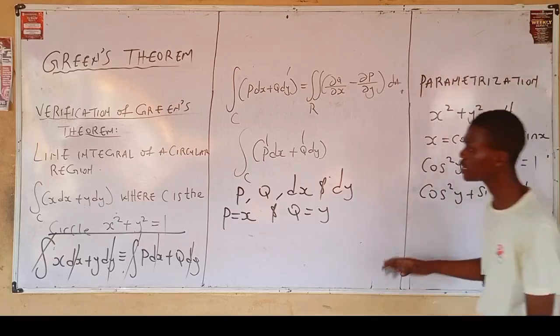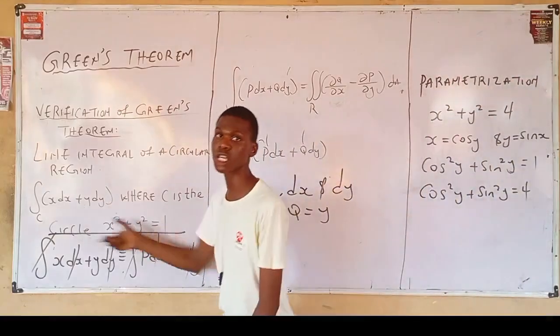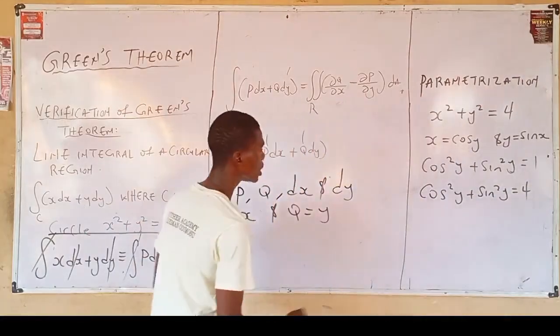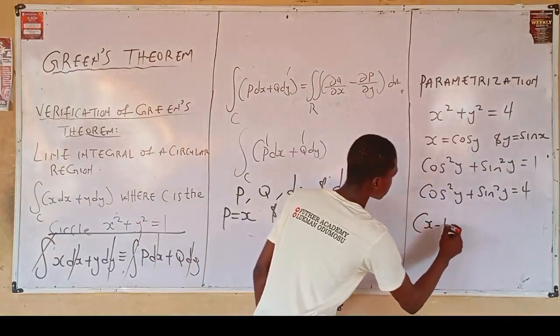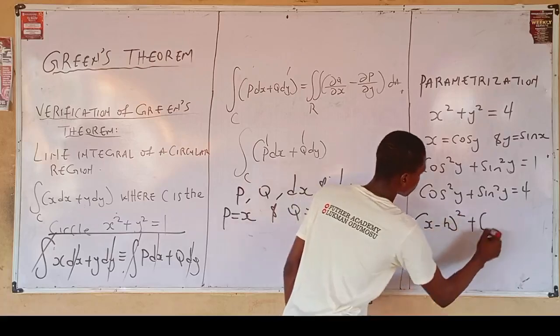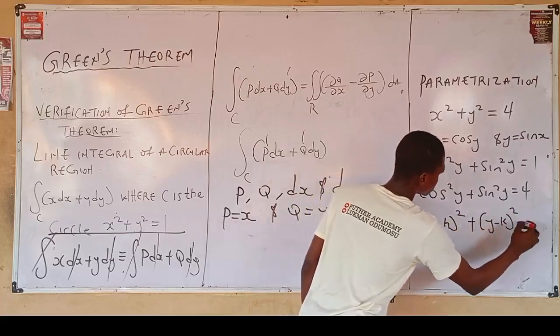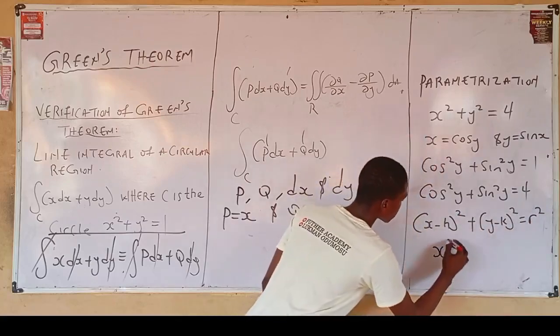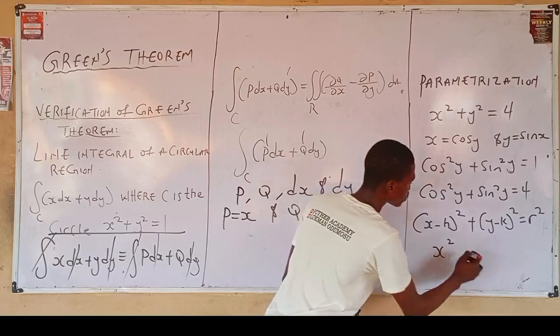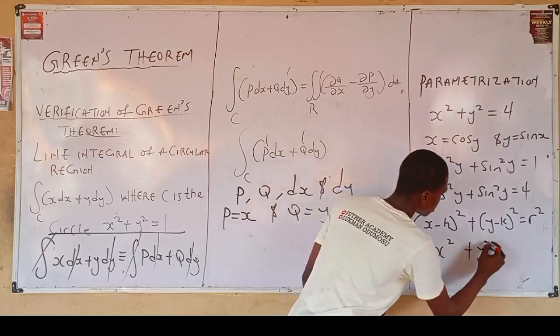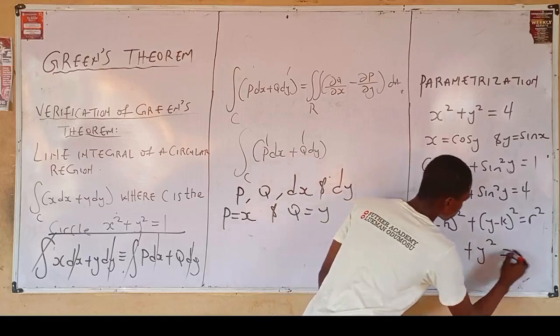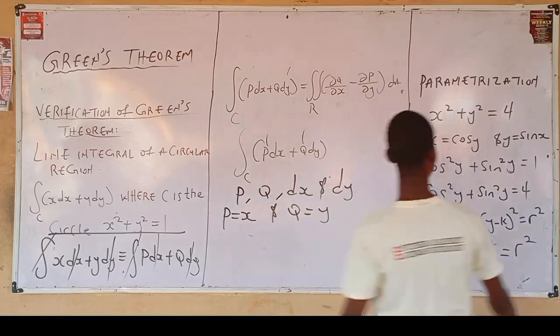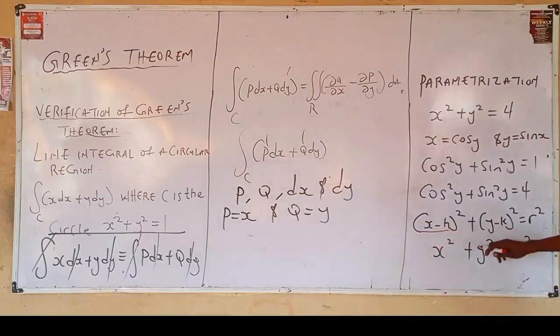We now say that generally, for an equation of a circle, you have x minus h squared plus y minus k squared is equal to R squared. This equation of a circle, you can write it in this form as x squared plus y squared is equal to R squared. So this is our center of circle. From here, we are actually interested in the radius. R is the radius. Take note, R is the radius.